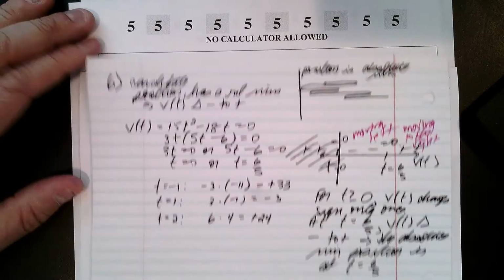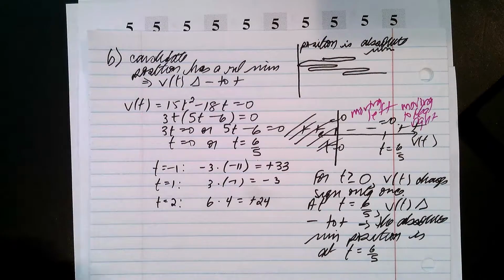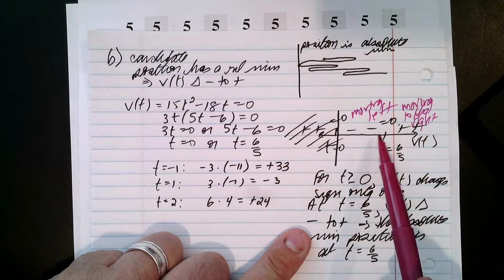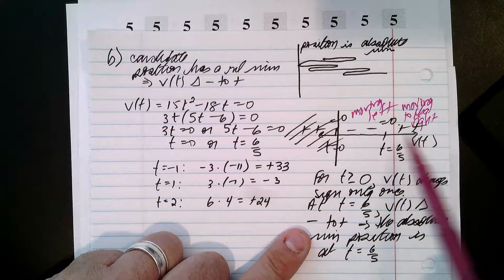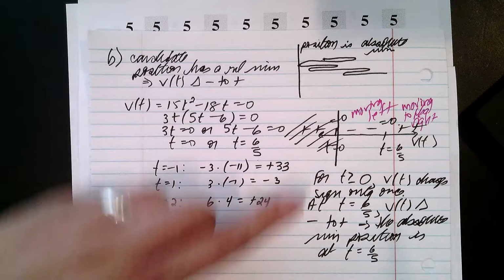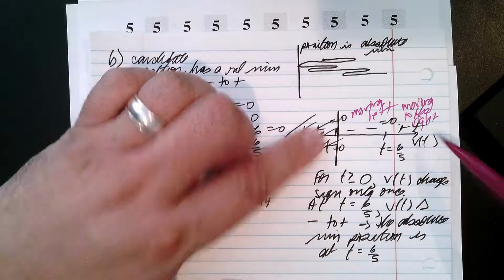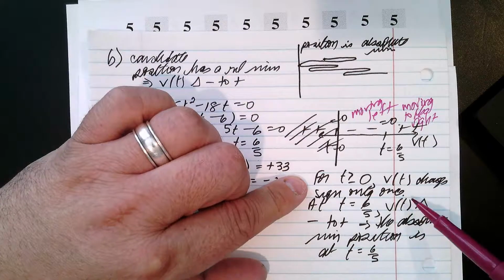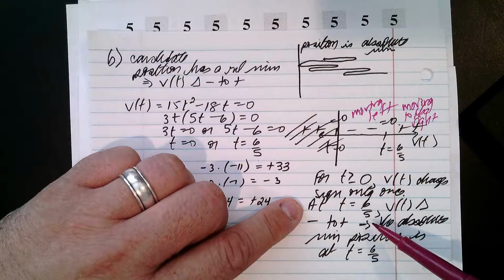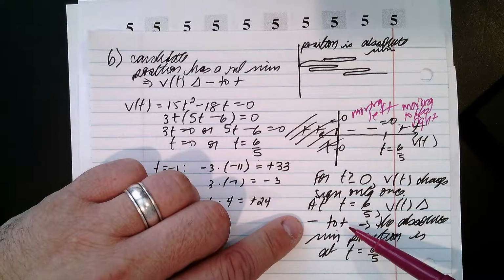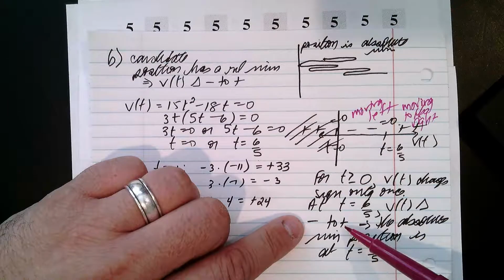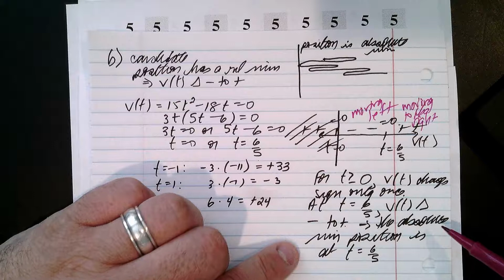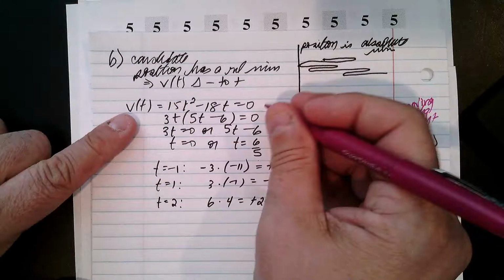Normally what I like to do is make a number line now for my velocity function at time t equals 0, at time 6 over 5. We know at both of these places the velocity is equal to 0. What I need to do is test the sign of my velocity at points before t equals 0, between t equals 0 and t equals 6 over 5, and after time t equals 6 over 5.